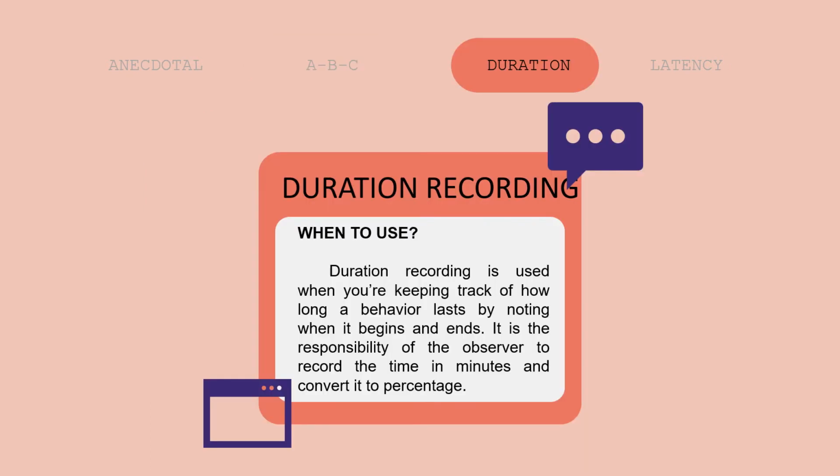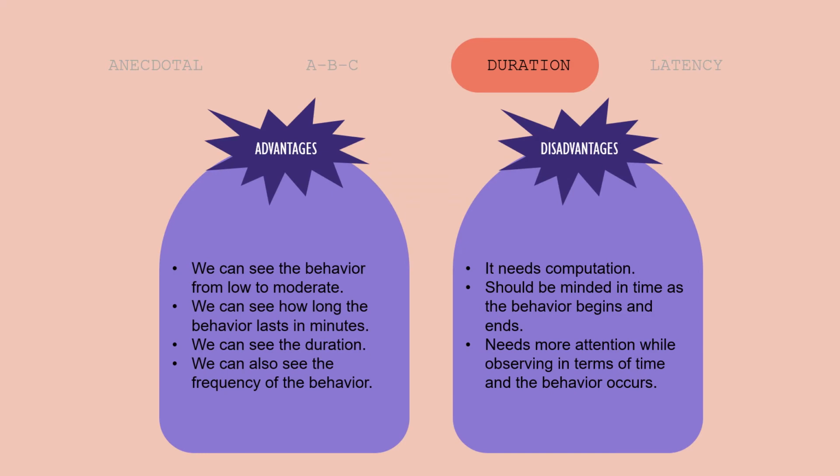Duration recording, when to use. Duration recording is used when you're keeping track of how long a behavior lasts by noting when it begins and ends. It is the responsibility of the observer to record the time in minutes and convert it into percentage. We have here the advantage and disadvantage of duration recording.